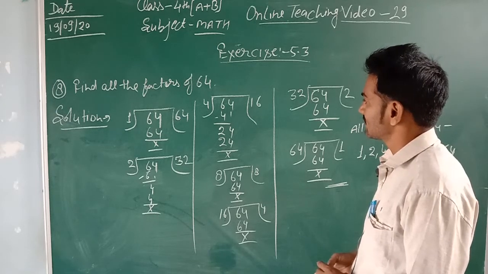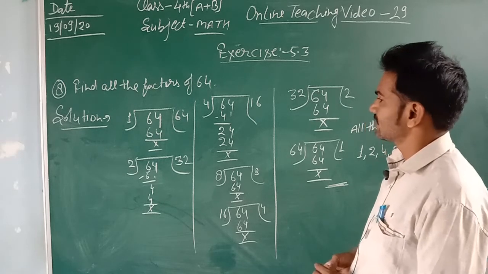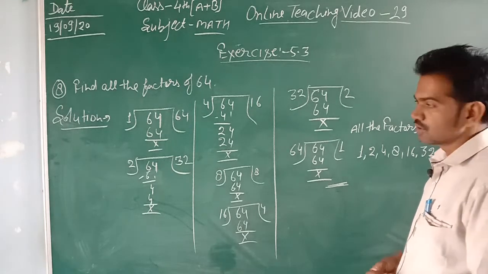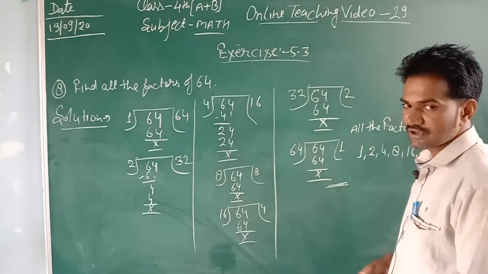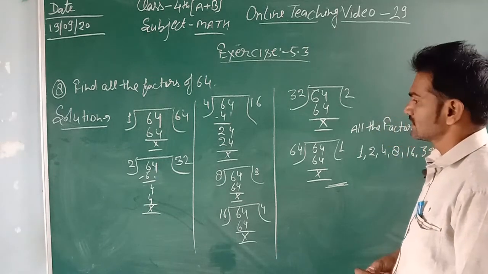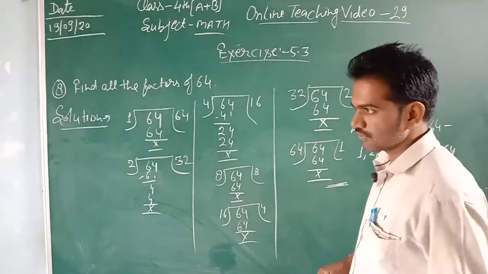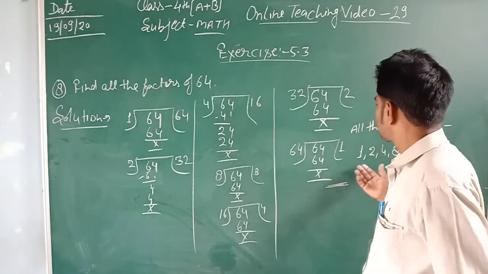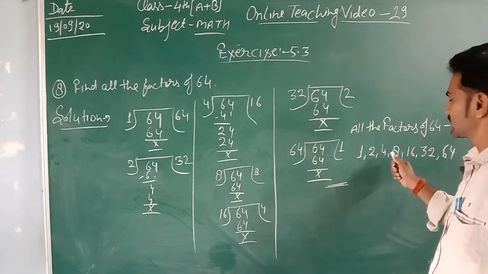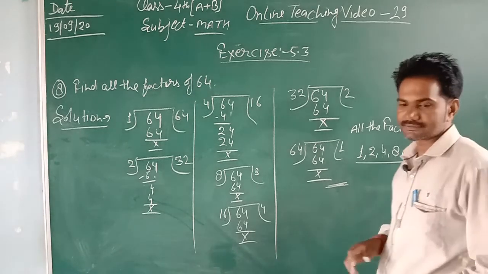Now we will try 7, so we will read the table. 7 9 या 63, there is a remainder of 1, so 7 is also not a factor of 64. Now we will divide with 8, so 8 8 is 64. Now 16 4 is 64, 32 2 is 64. So these are all the factors of 64: 1, 2, 4, 8, 16, 32 and 64.